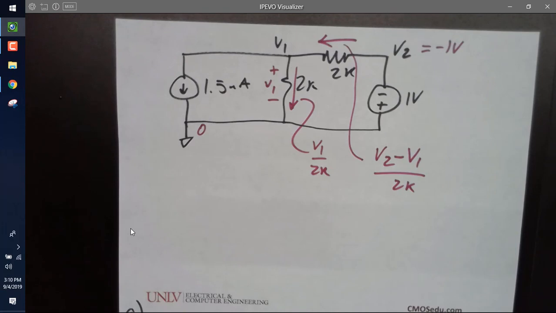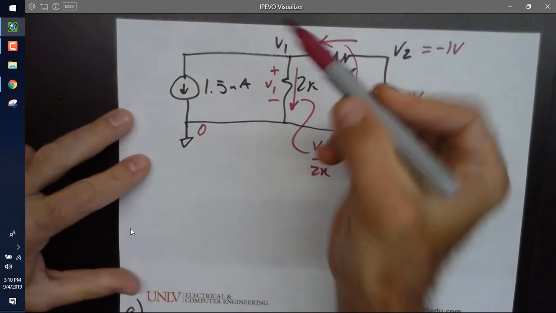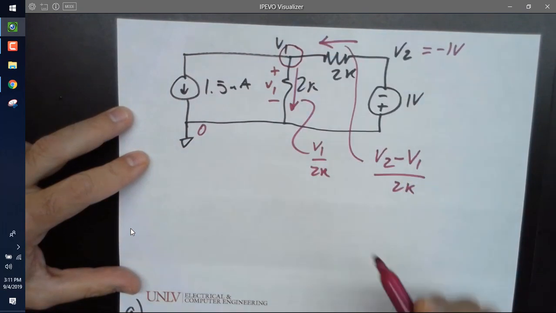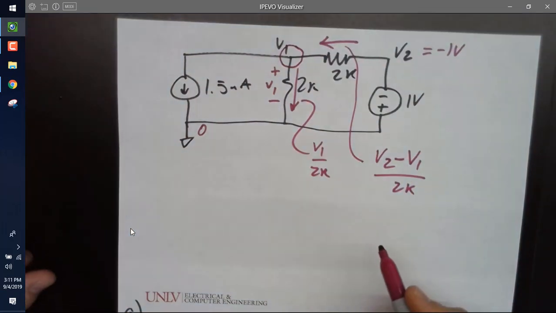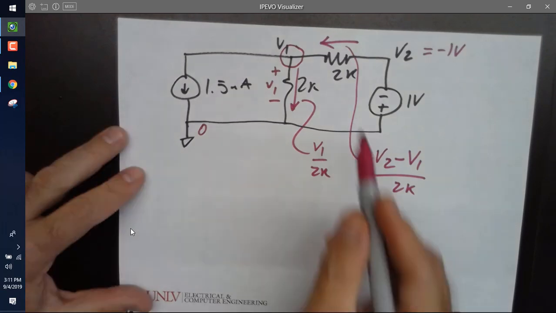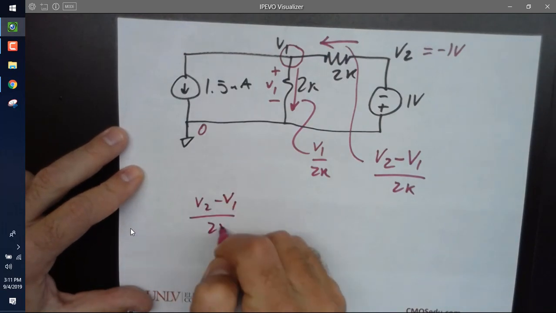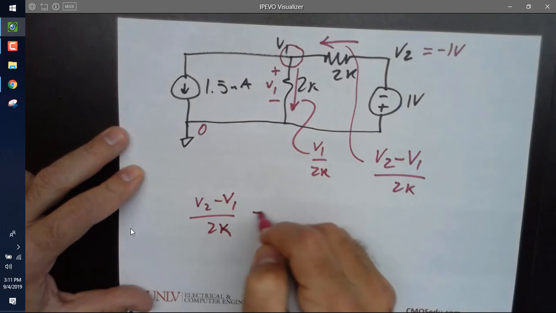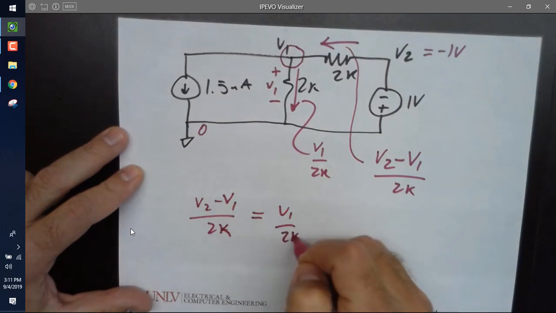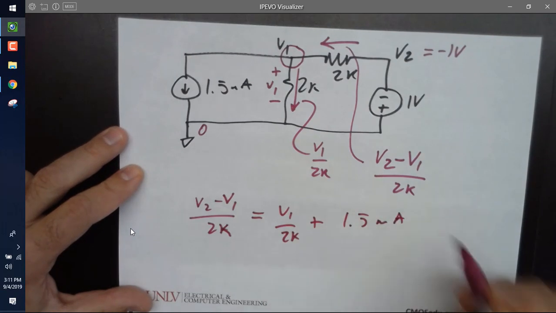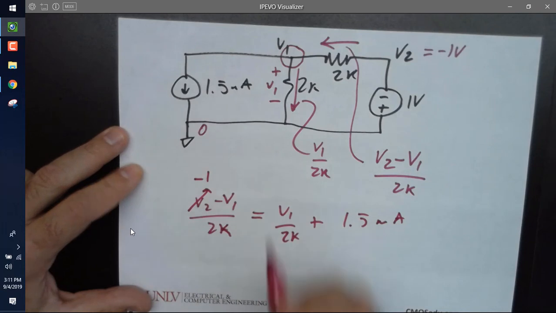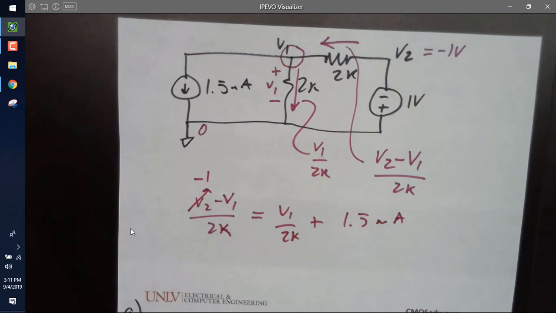Here's my node. This wire, I'll just draw a small circle. What can I do at that node? Kirchhoff's current law. What's the current going in? I've already labeled it. What's the current going out? Any questions on that?